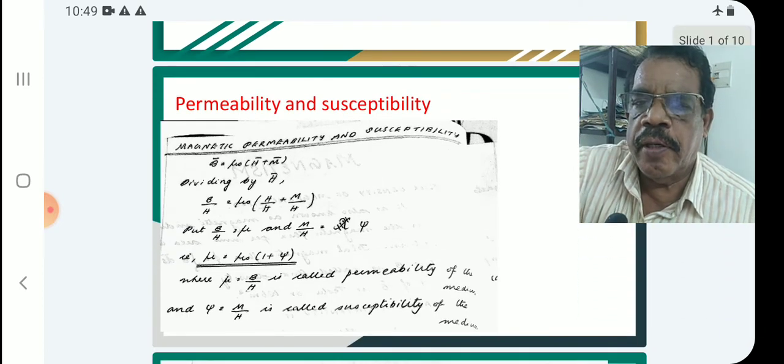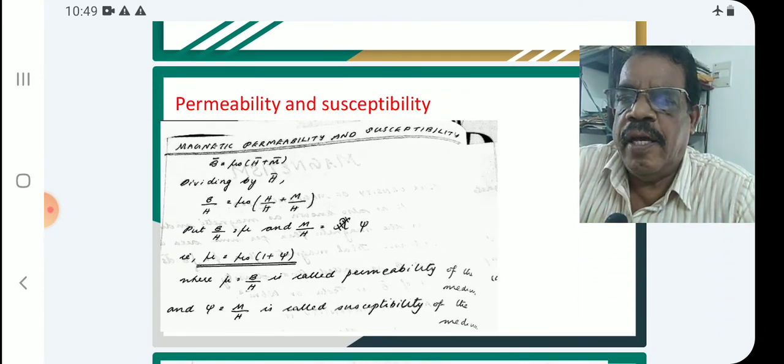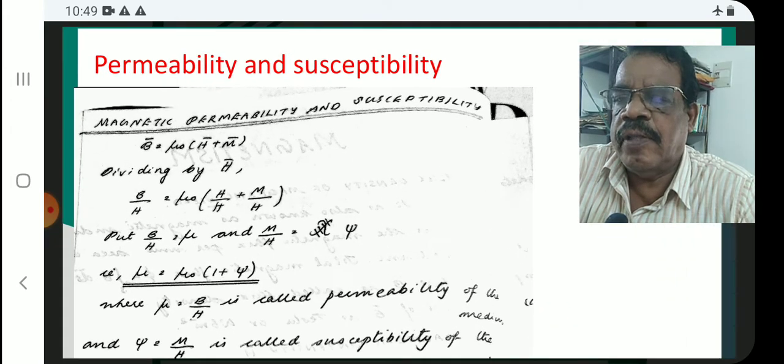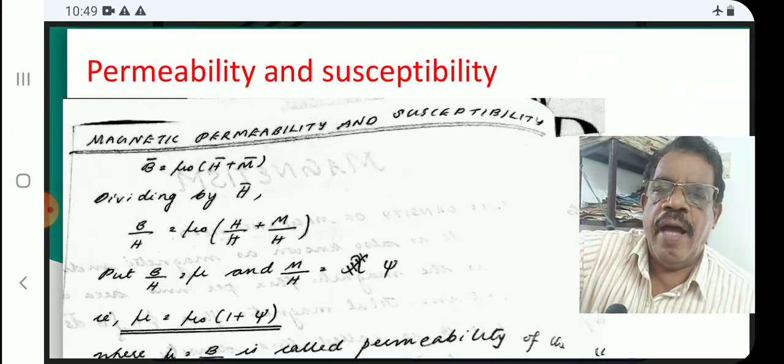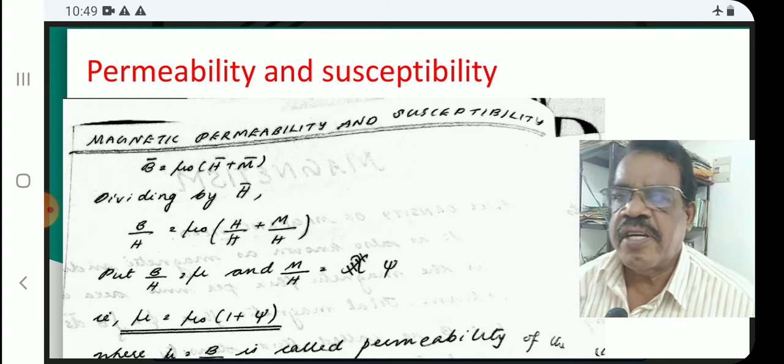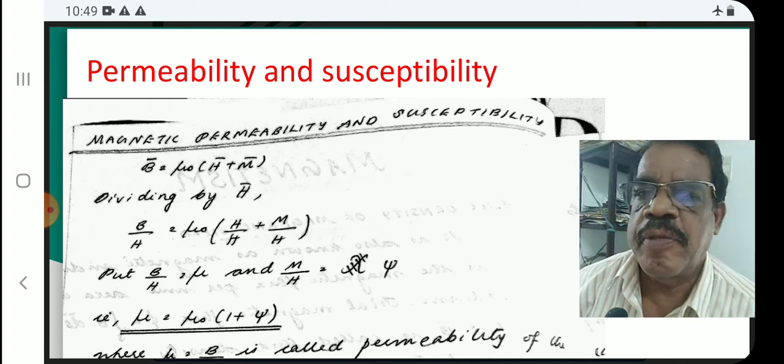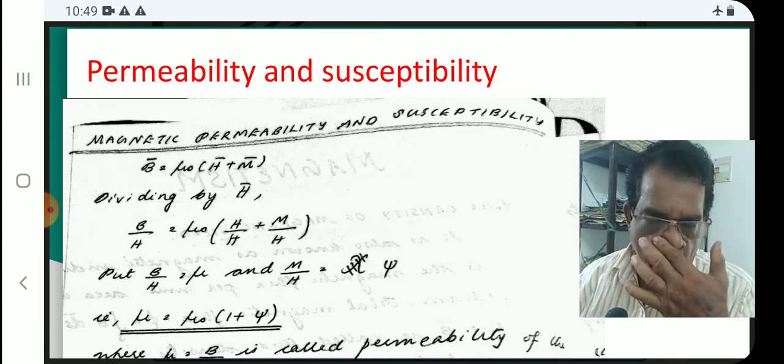So, before studying the paramagnetic, ferromagnetic and diamagnetic substances, let us have some more definitions. There are two important definitions: permeability and susceptibility. Two terms you have to understand.